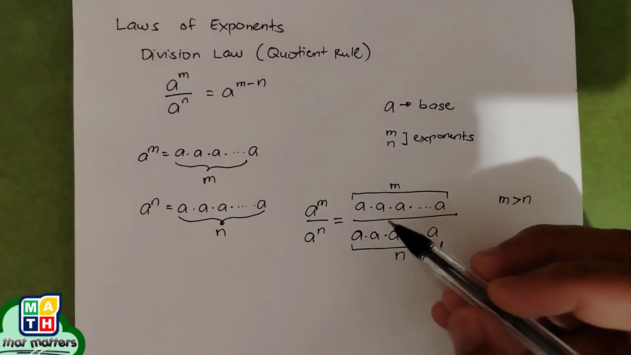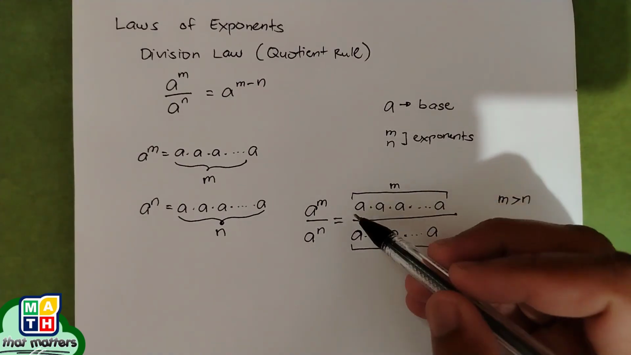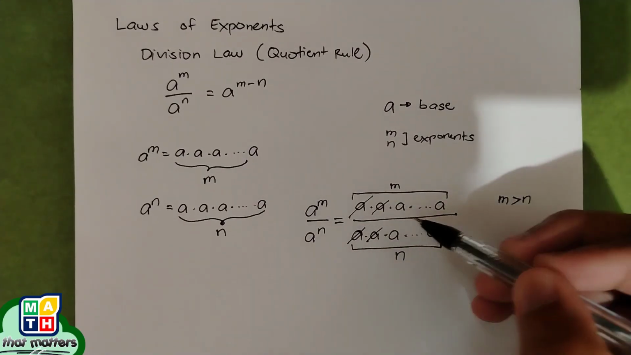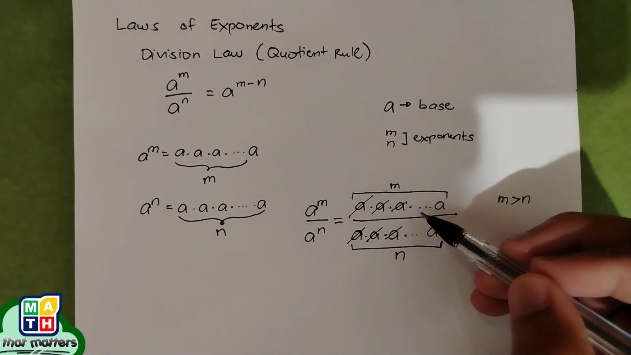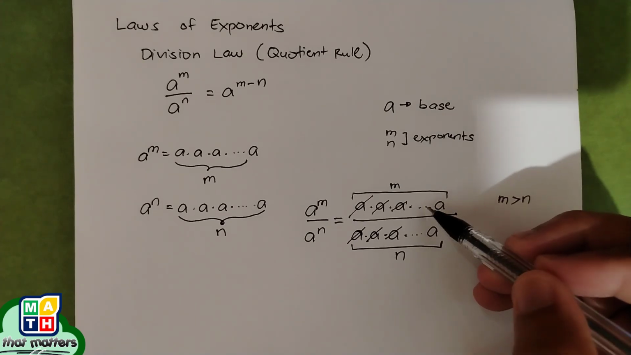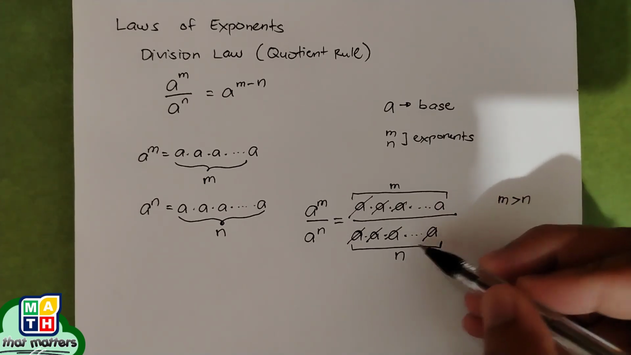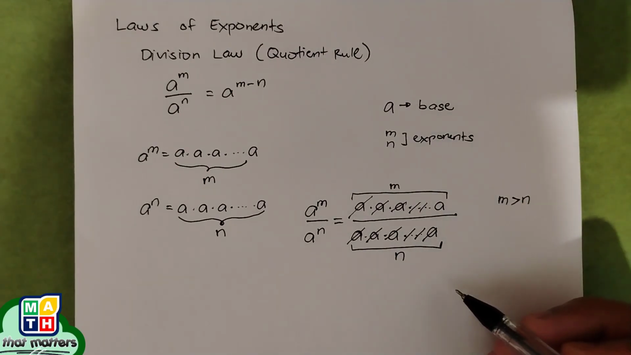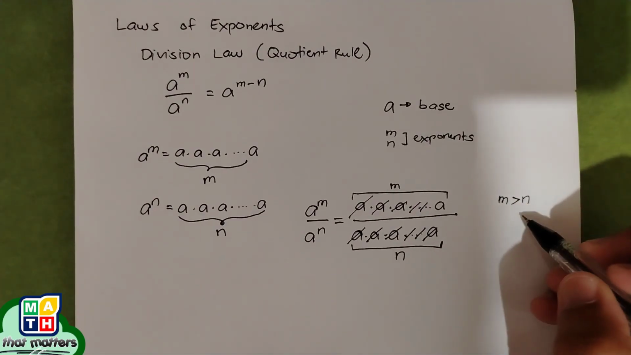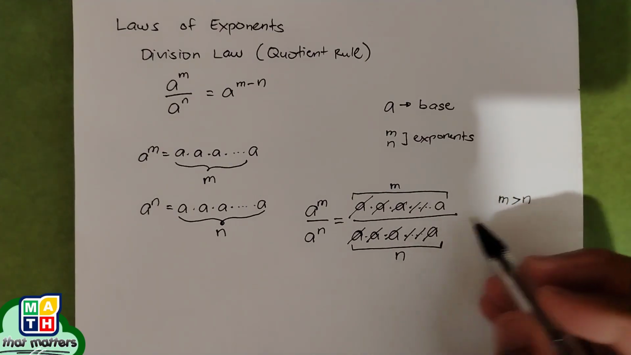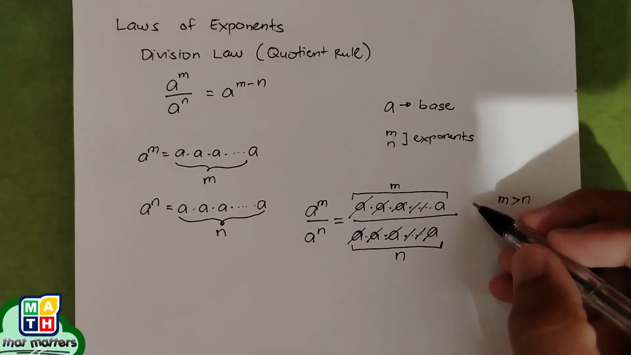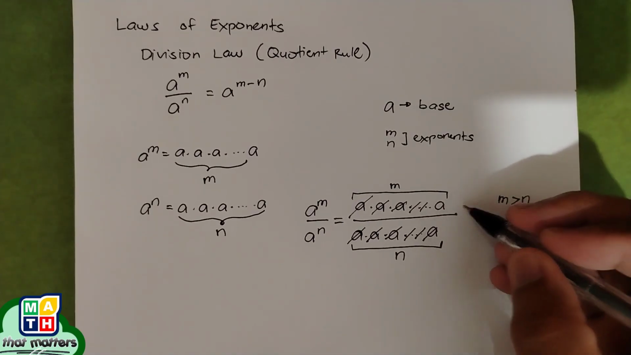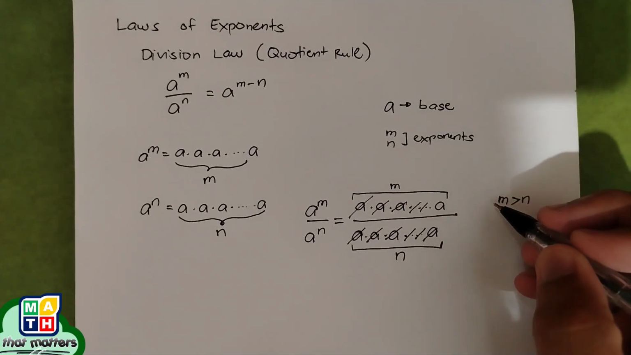If we use the cancellation law here, where we cancel them by pair, we would reach a point where we could cancel all the a's found in our denominator. Take note that m is greater than n here. So what does this tell us now? There are still a number of a's left in our numerator. And how many a's are there?